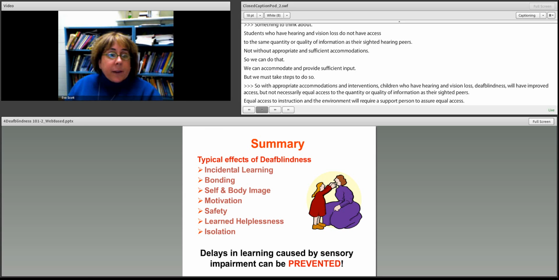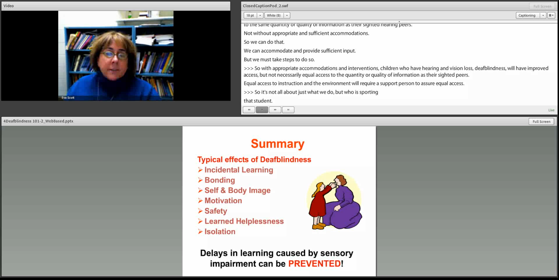So in summary, typical effects of deaf-blindness. Deaf-blindness certainly impacts incidental learning, the ability and necessary means of bonding with others, self and body awareness and image, motivation to move about and to acquire learning, safety, it impacts safety. It can also impact and foster learned helplessness if we don't take steps to make sure that the student doesn't experience learned helplessness. It can also be very isolating.